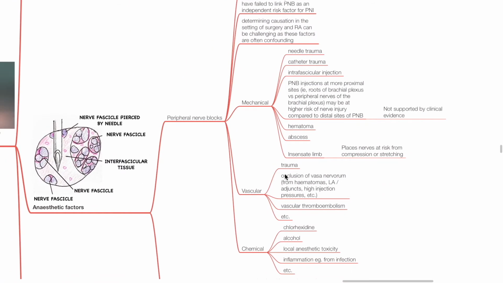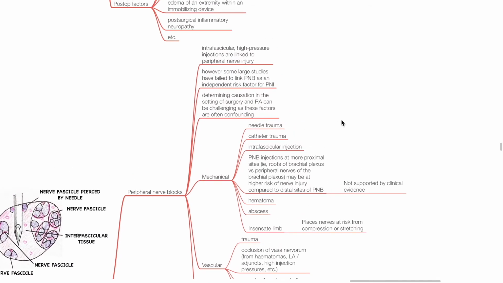Anesthetic factors. Peripheral nerve blocks. Intravascular high-pressure injections are linked to peripheral nerve injury. However, some large studies have failed to link PNB as an independent risk factor for PNI. Determining causation in the setting of surgery and RA can be challenging as these factors are often confounding.